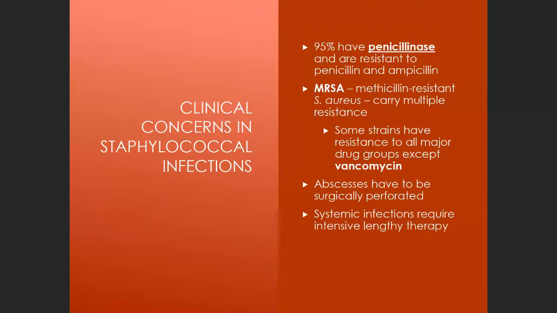Okay, now some concerns about Staphylococcus infection. Again, 95% of Staphylococcus aureus produces an enzyme called penicillinase, the enzyme that breaks down penicillin, and also ampicillin and other types of penicillin, the ones that have the beta-lactam structure. And it creates a group of Staphylococcus called MRSA.